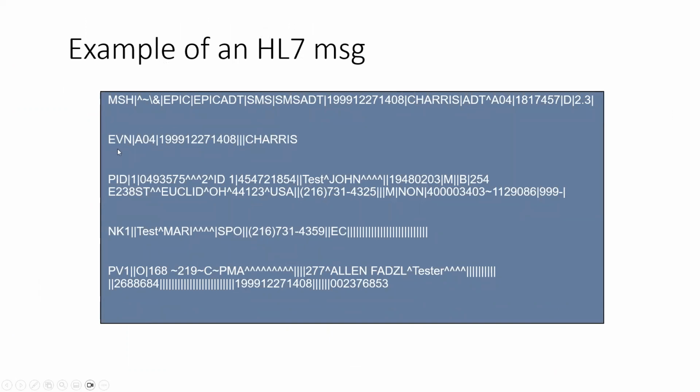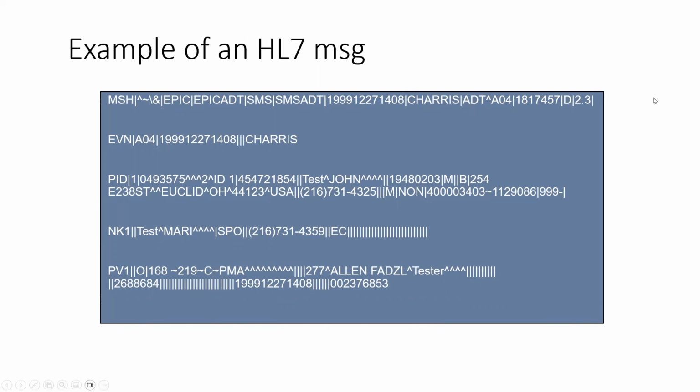And then each segment has a name which starts with a 3-letter acronym. As you can see, we have 5 segments here. Every segment begins with a 3-letter acronym. And this 3-letter acronym will tell you the name of that particular segment, not HL7 message. By looking at the name of the segment, you will understand what data is going to be sent in that specific segment.